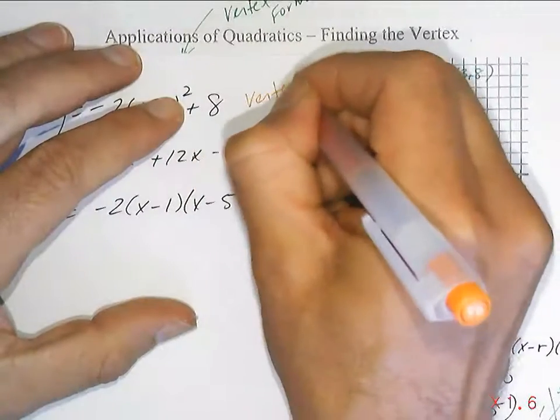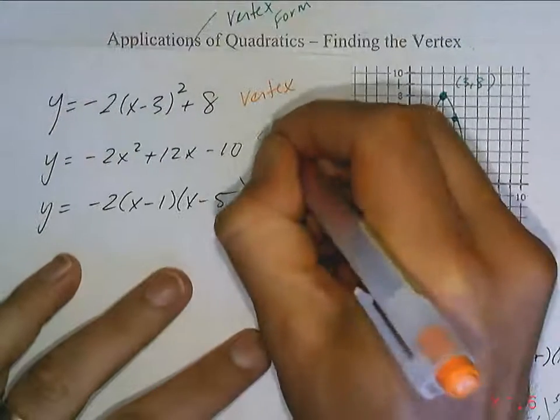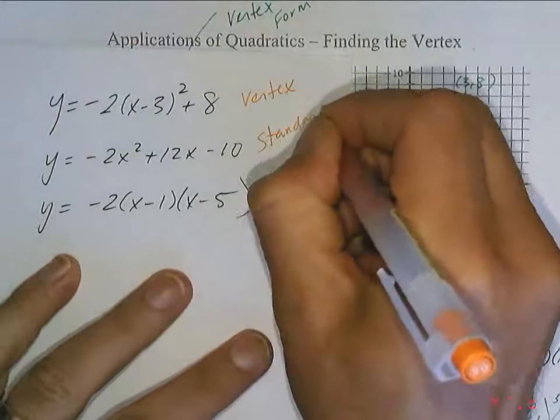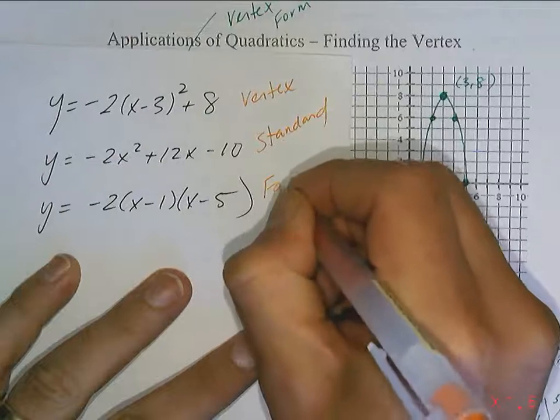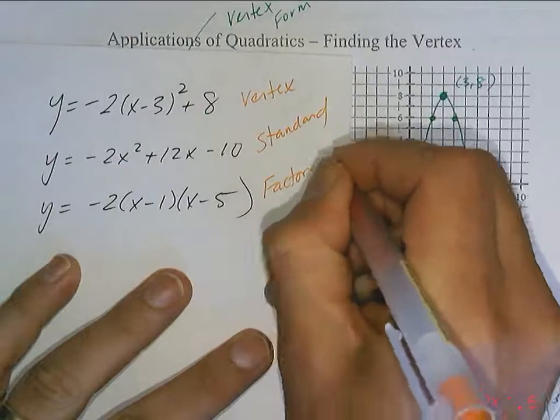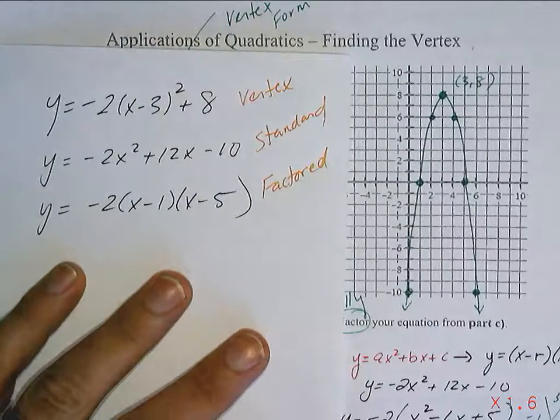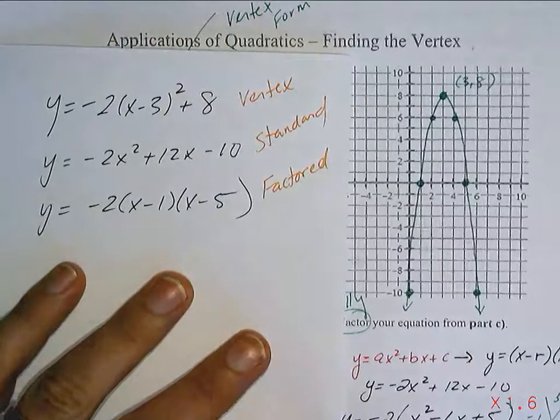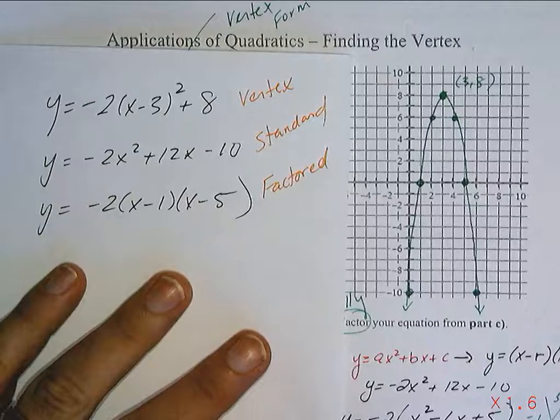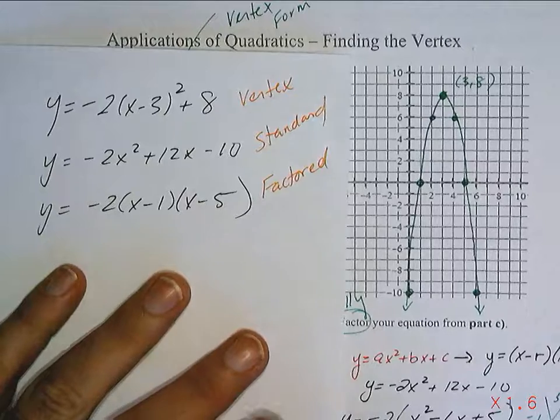Vertex form, standard form, factored form. And I think they kind of make sense if you look at them, what their names are, right? I really do think it comes pretty straightforward.